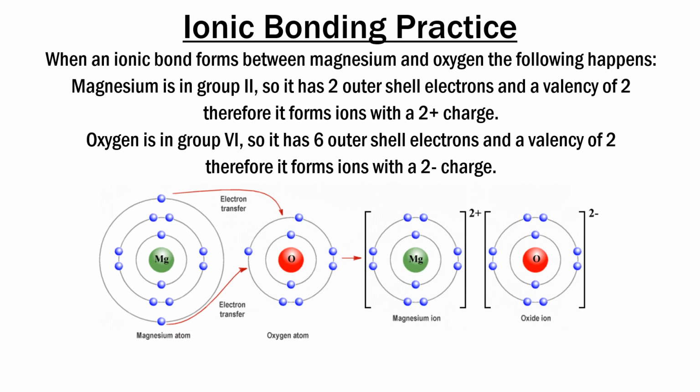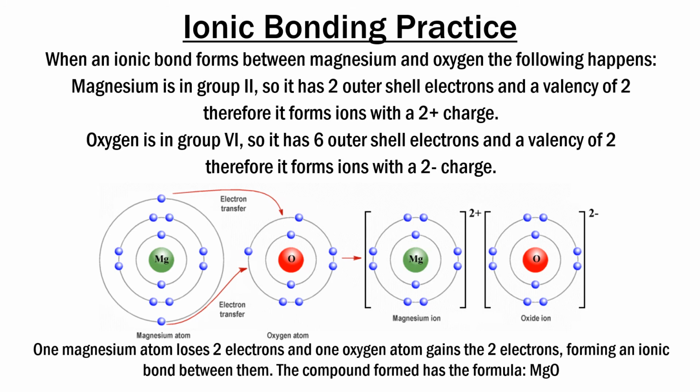There you can see the 2 electrons in magnesium's outer shell being transferred to oxygen's outer shell. Magnesium needs to lose those 2 electrons to gain a stable noble gas structure, and oxygen needs to gain 2 electrons. So it suits both of them. Magnesium transfers electrons to oxygen. Magnesium becomes positively charged. Oxygen becomes oxide, which is negatively charged. And so we have a compound called magnesium oxide. The formula is MgO, 1 magnesium, 1 oxide ion.